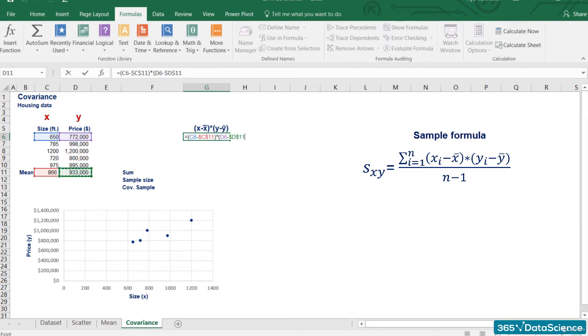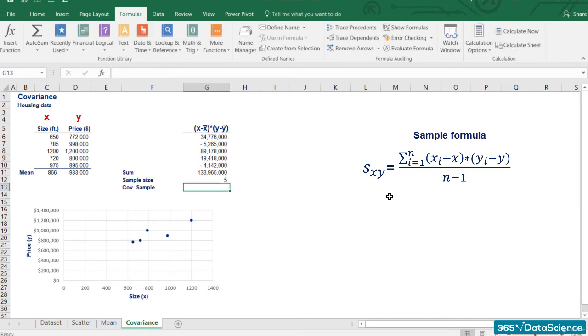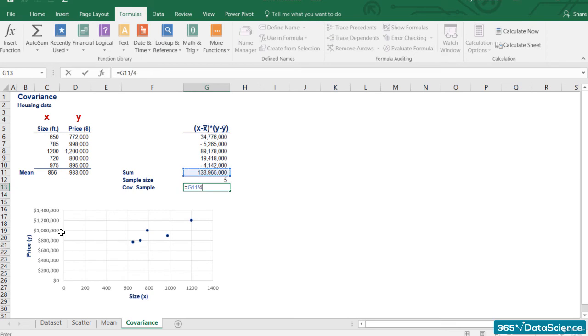Once we're ready, we have to perform this calculation for all houses that we have in the table and then sum the numbers we've obtained. See? Great! Our sample size is 5. Now we have to divide the sum above by the sample size minus 1. The result is the covariance.